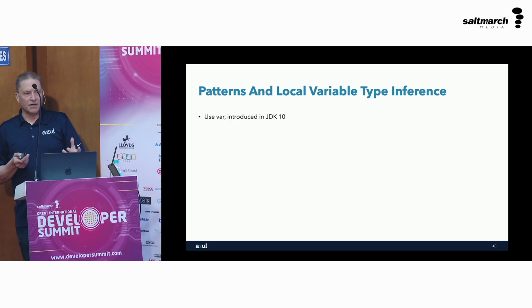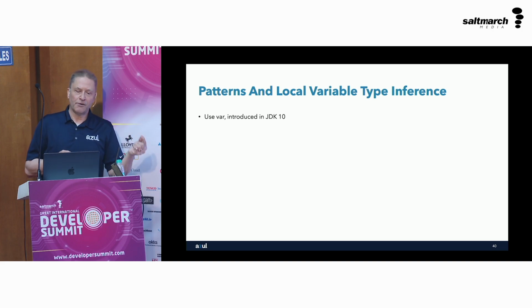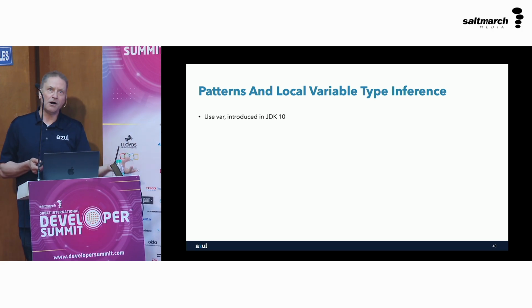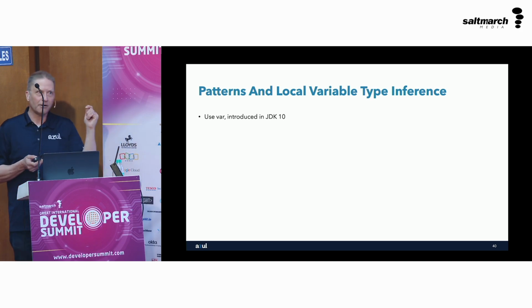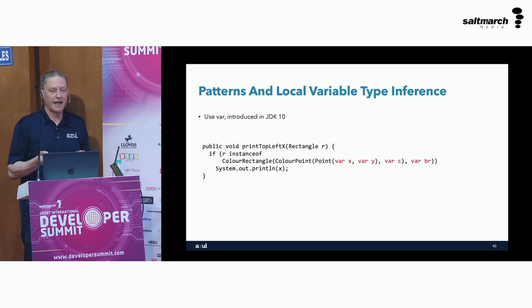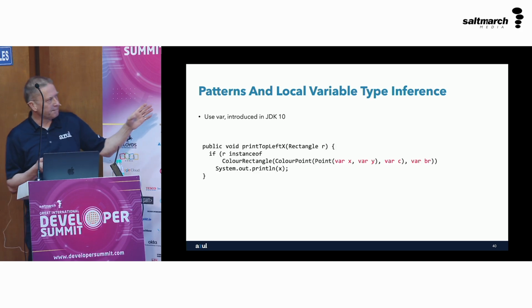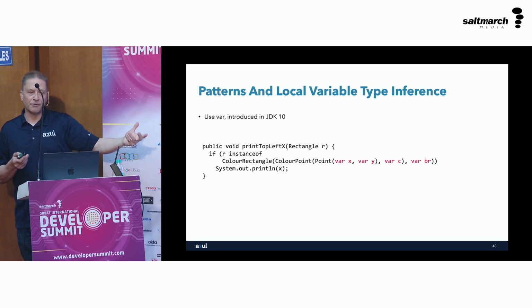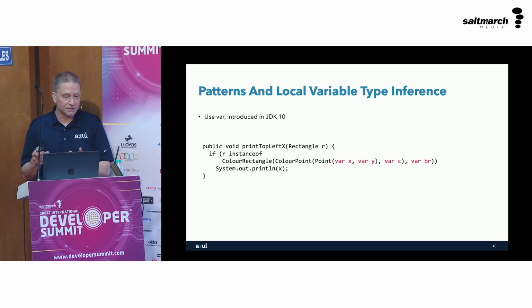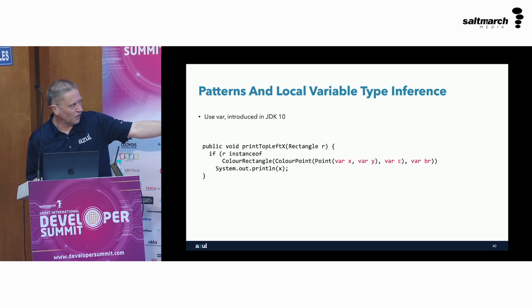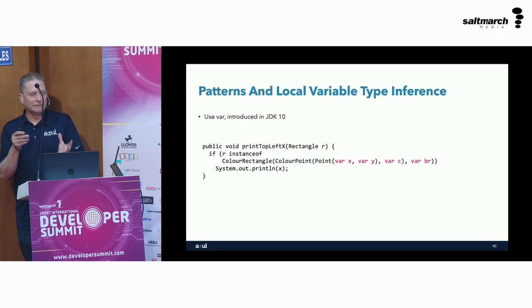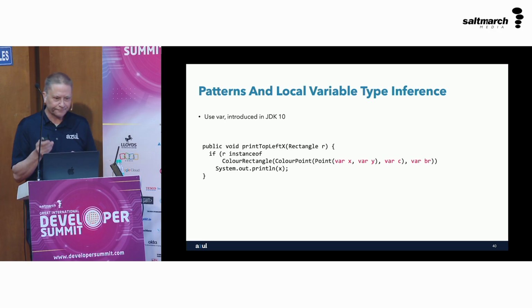What we can then do is use local variable type inference introduced in JDK 10. So now we have the var keyword, and we can simplify our code a bit here by using that. And we can simply say color rectangle, color point, and then simplify the types and let the compiler figure it out for us, so long as we don't have any ambiguity. Var X, var Y, var C, var BR. So that makes it a little bit easier, but still, we can do better.